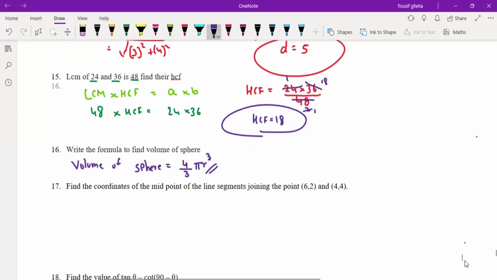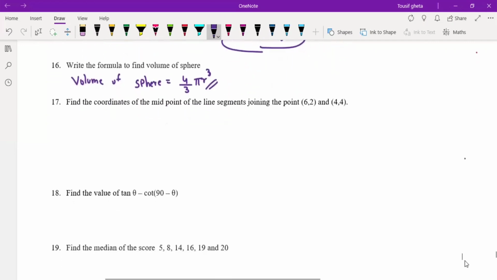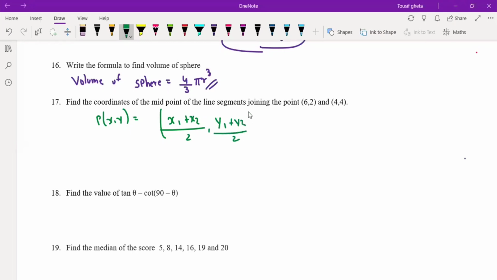The next one, they're asking us to find out the midpoint of the line segment joining (6, 2) and (4, 4). So a midpoint formula. What is that midpoint formula? That is P of (x, y) is equal to ((x1 + x2)/2, (y1 + y2)/2). That is the midpoint formula.